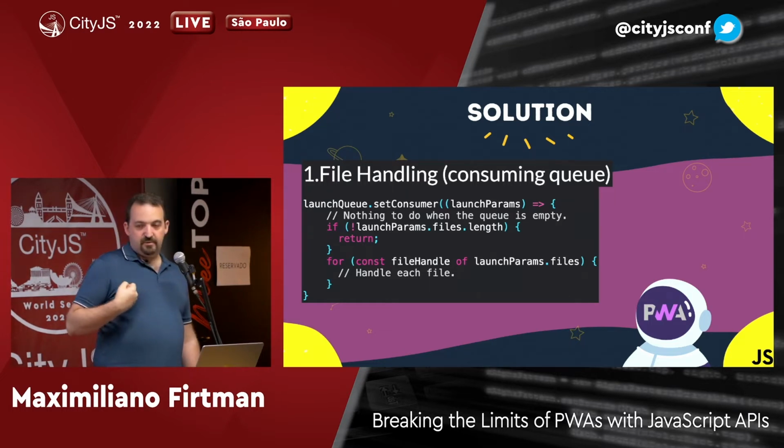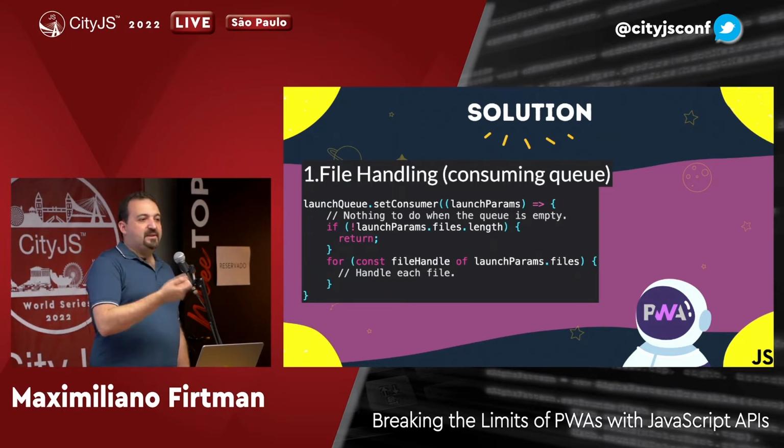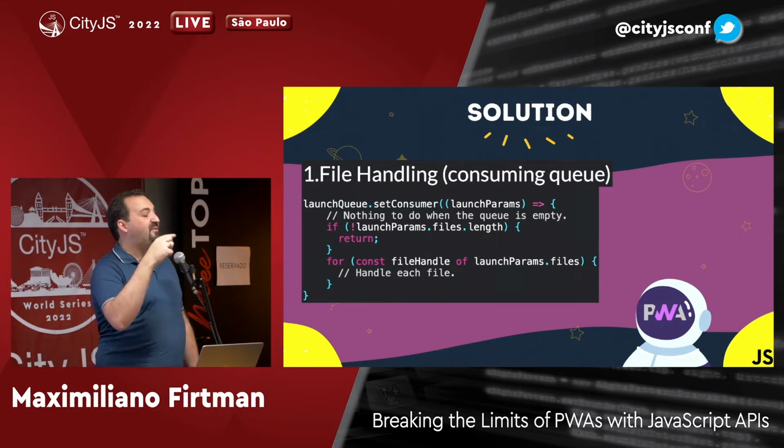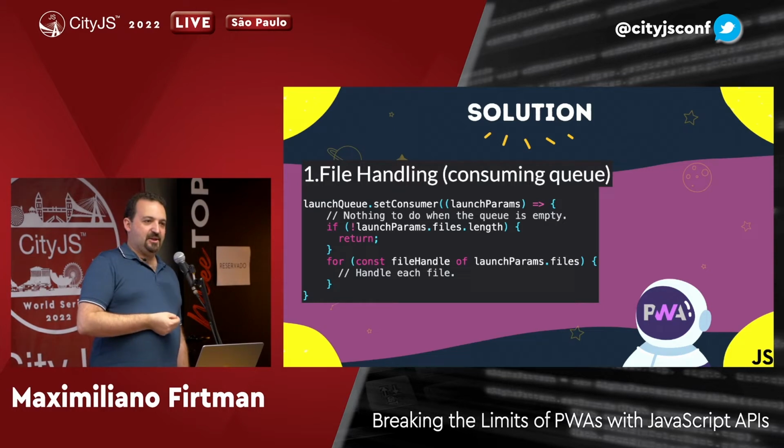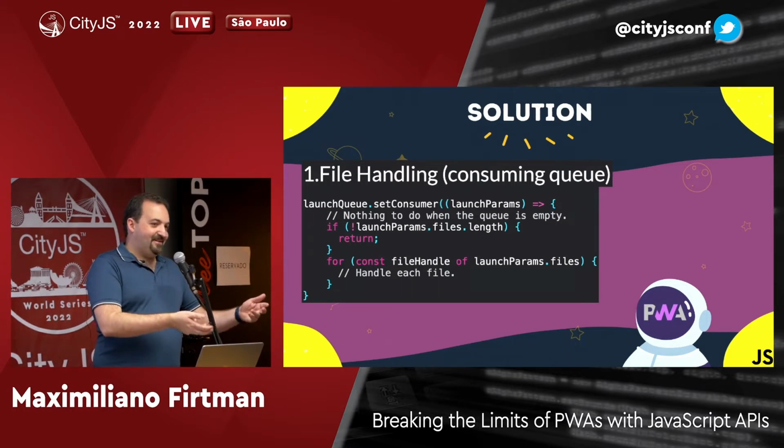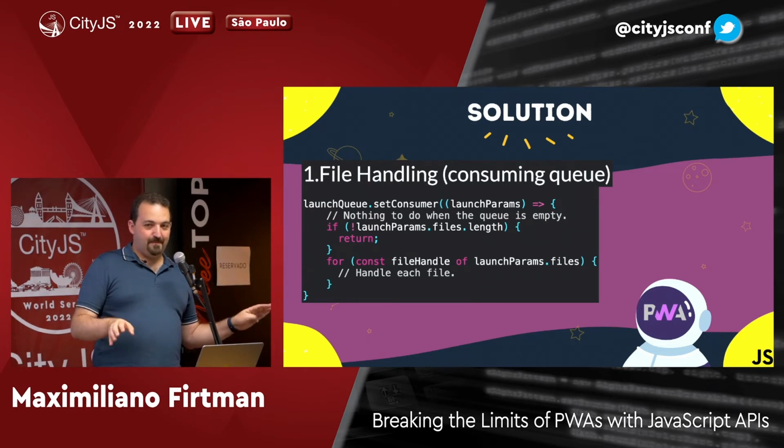You request the queue, you consume the queue, and the queue will contain the file or files that the user has actually used to open your app. And then using the file API, you can open the contents and do whatever you want. You already have permission to open that file automatically.